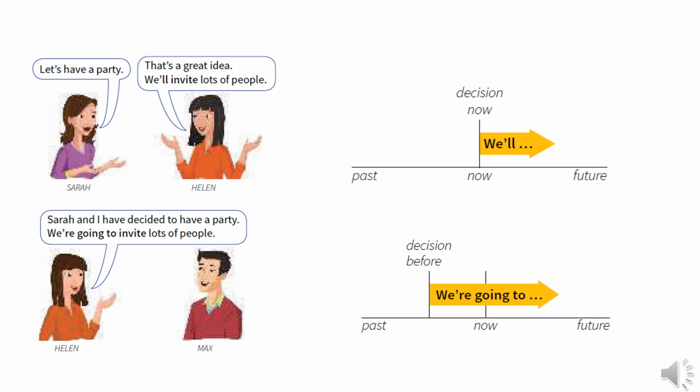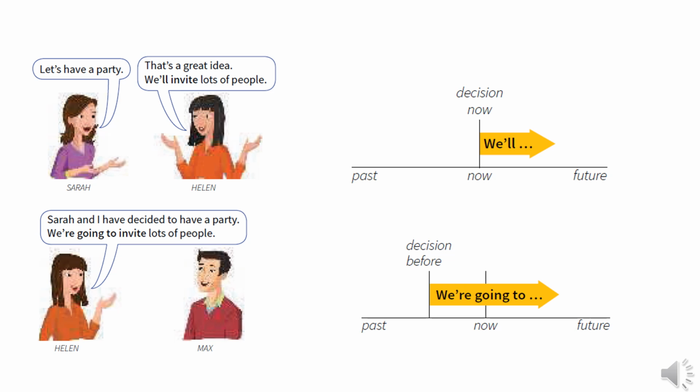Let's have a party. That's a great idea. I will invite lots of people. It is a kind of present moment decision. So we use this expression by using the subject and will, and of course a specific action. You can see the action starts at the right now moment and it will continue to the future.